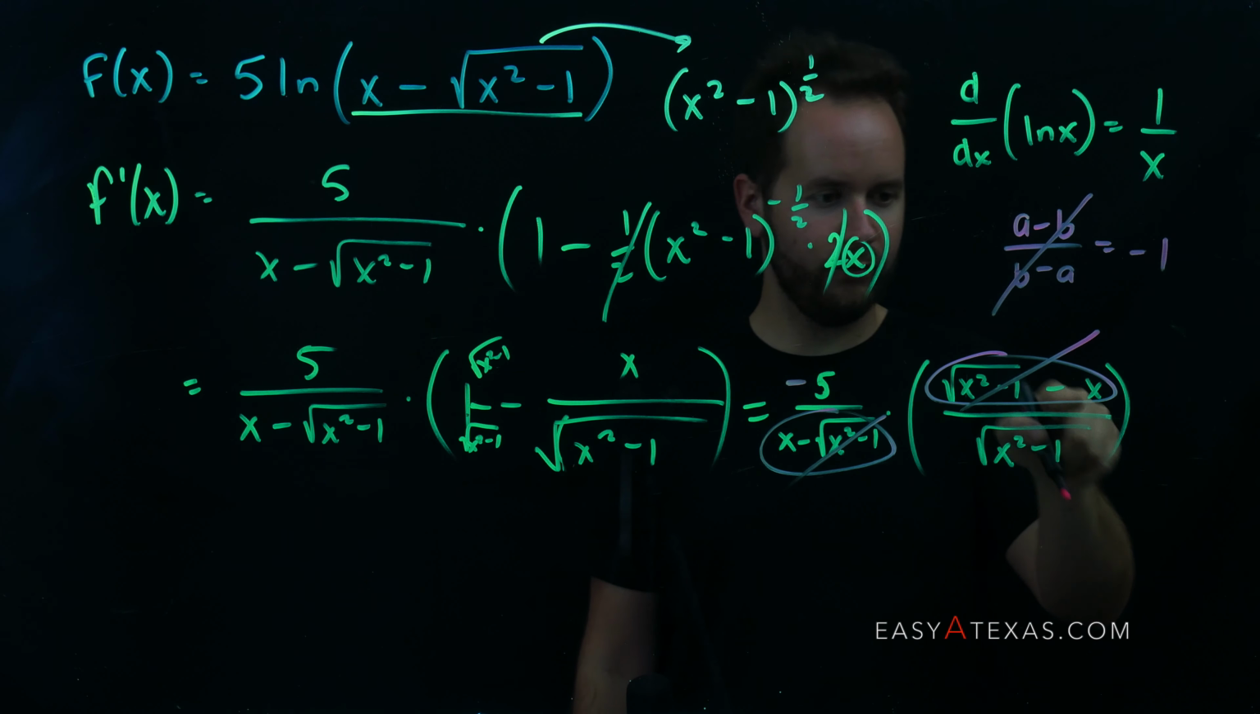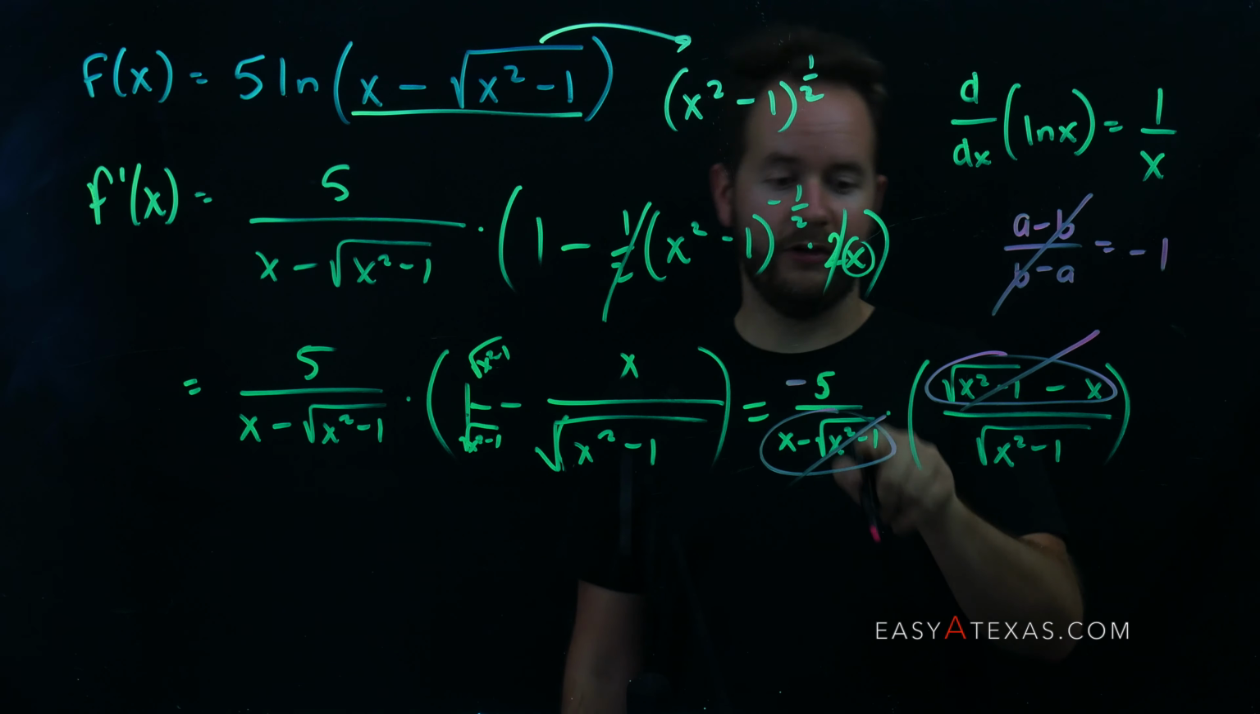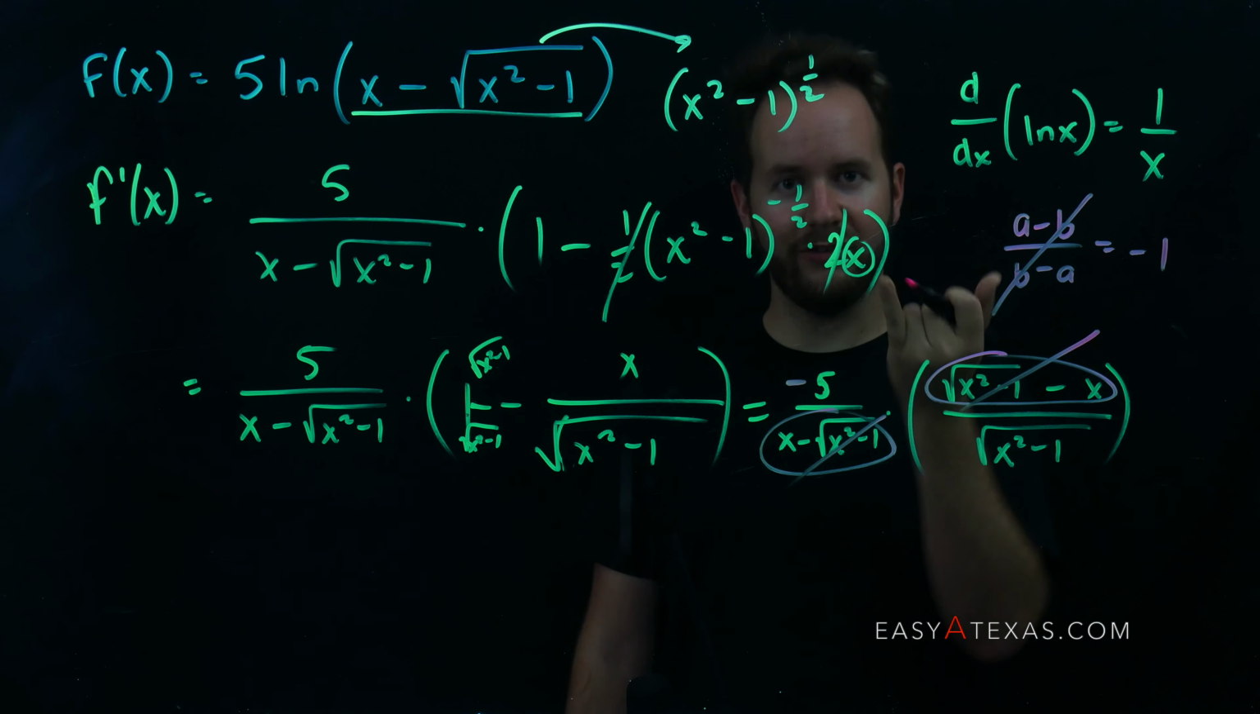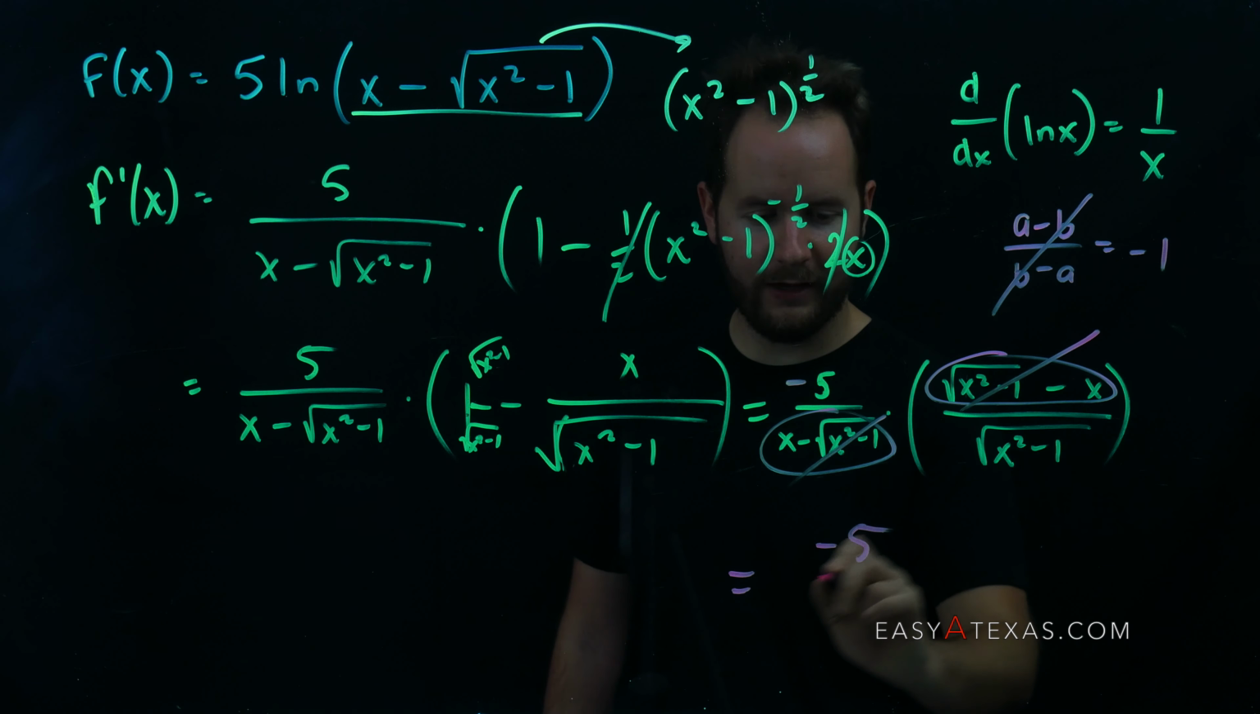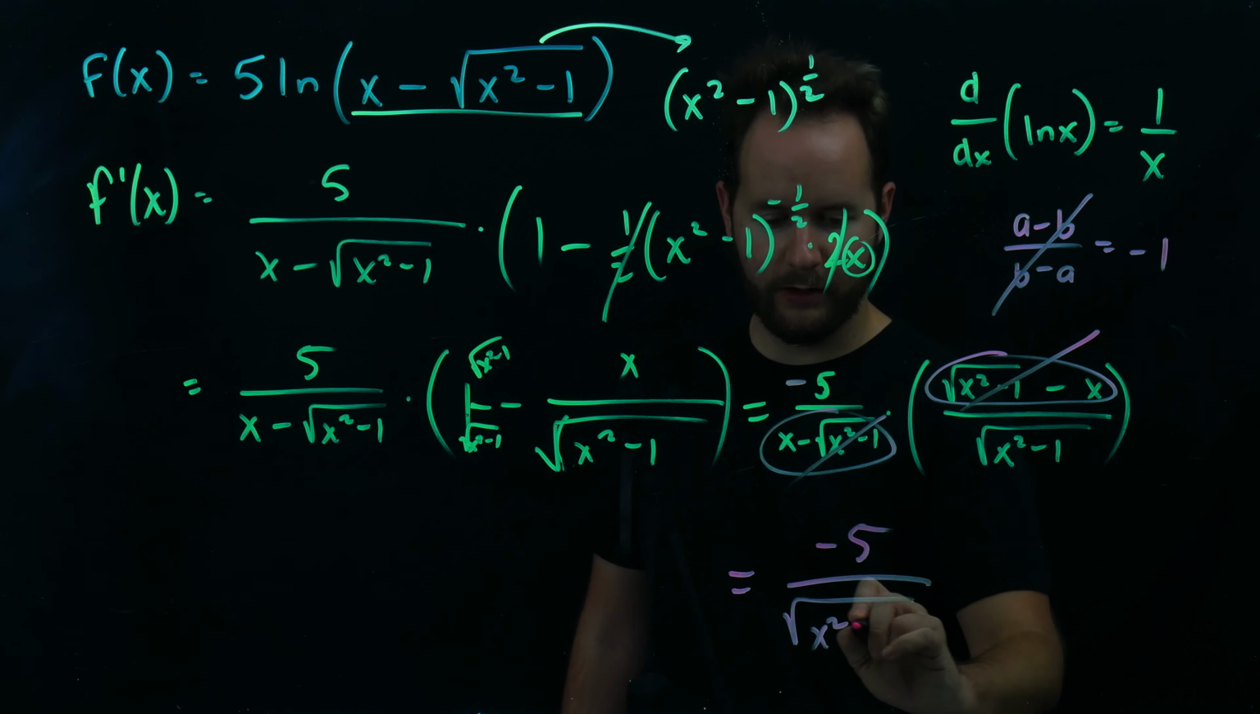So I have square root of x squared minus 1 minus x, and x minus the square root of x squared minus 1. Those are the same thing except one's been flipped, so they cancel and produce a negative. So it gives me a final answer of negative 5 over square root of x squared minus 1.